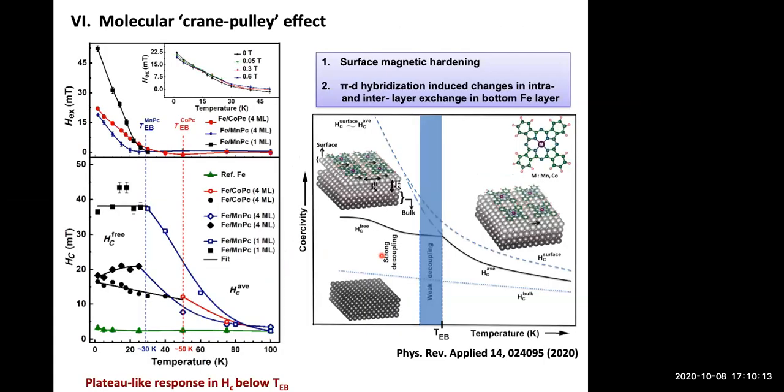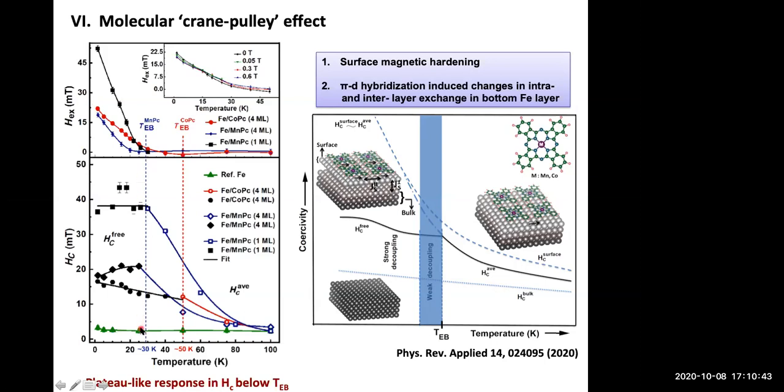Okay, so to sum up, what I'm showing in these two plots is lots of data, but let's focus on the one monolayer systems only. I'm plotting the exchange bias values and the coercivity values as a function of temperature. For the case of CoPc, you start seeing exchange bias below 50 Kelvin, which is where the red curve starts picking up. And for MnPc, the exchange bias onset happens at around 30 Kelvin, shown by this blue line.